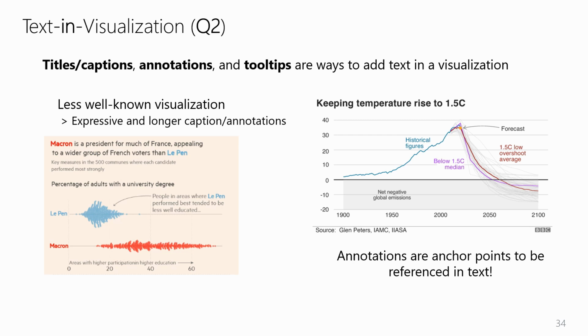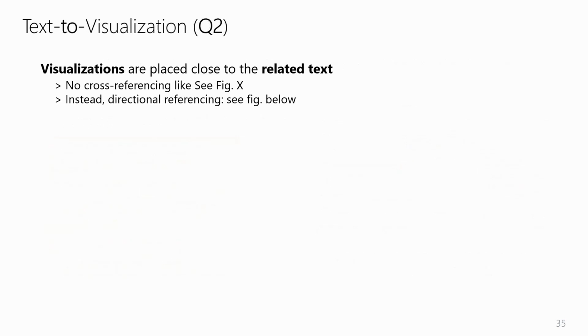Textual elements inside a visualization not only make it a self-sufficient unit of information but also serve as anchor points that are picked up in the text and make it easier for the reader to quickly go to the relevant part of the visualization while reading the story. The visualizations are placed close to the text that describes them. This way, they can be easily referenced and do not require any numbering.